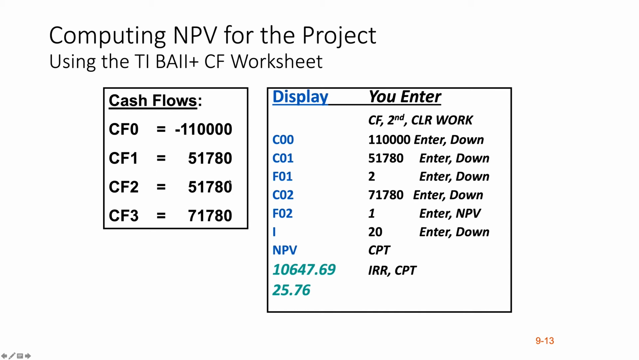Now, given those inputs, you move to the next key, NPV. The first time on NPV, it asks you what the interest rate is. You enter 20. Then move down with the arrow, you compute NPV. The NPV is 10,647.69. Now move to the next key on your financial calculator, the IRR key next to NPV. Punch that key. Calculate for internal rate of return, which is 25.76. Since the cost is 20, you accept this project.